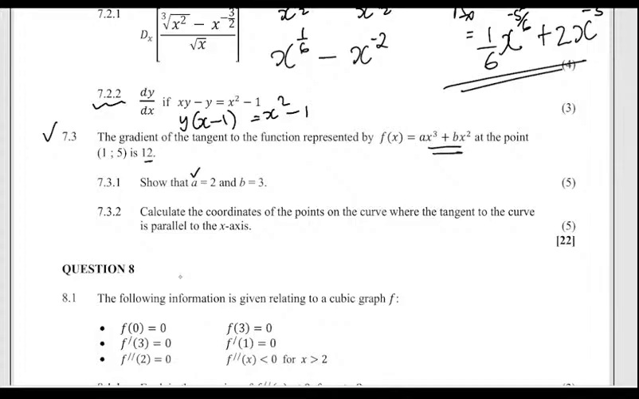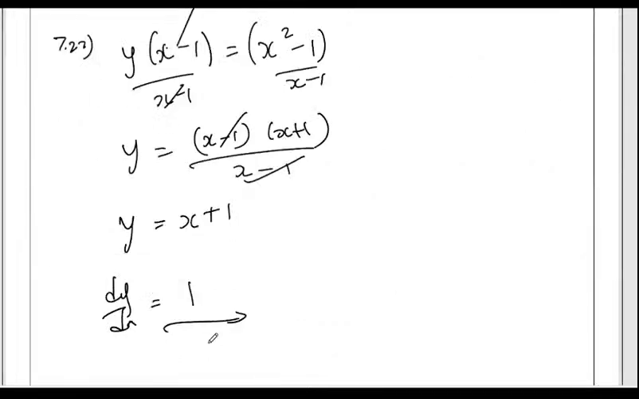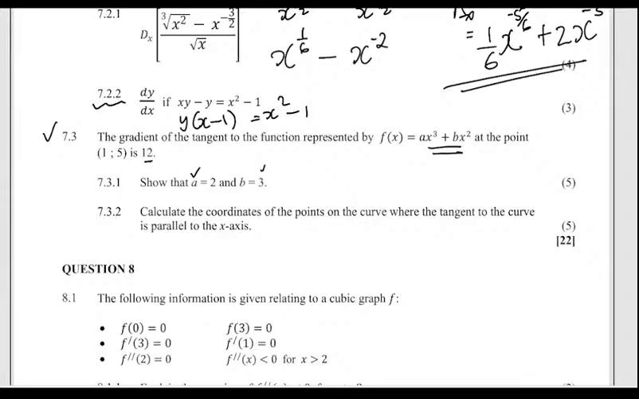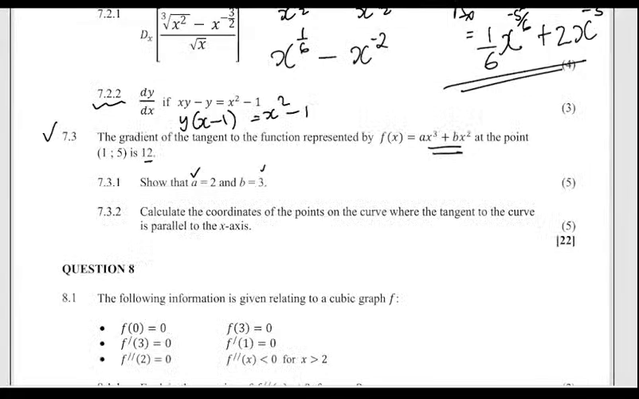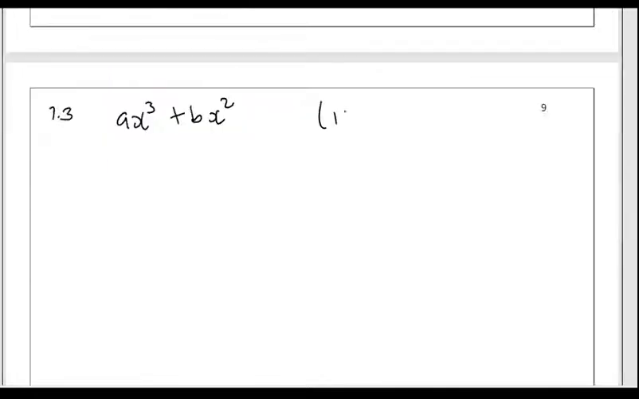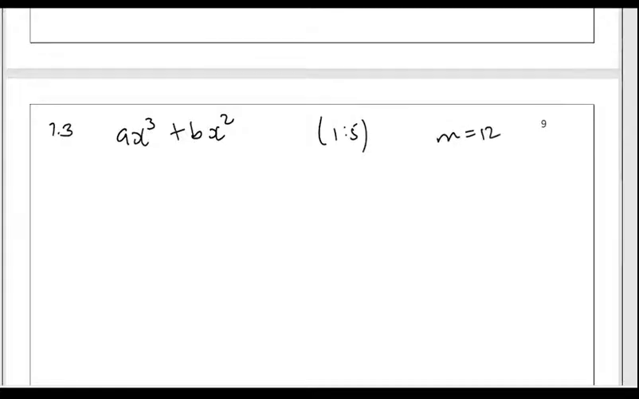Okay, 7.3. The gradient of a tangent to the function that is represented by this at this point is 12. Can we show that a is 2 and b is 3? So I have ax cubed plus bx squared. That's what they're telling us. It passes through the point 1 and 5, and then the gradient is 12. So 5 marks to get a and b, or to show that a is that and b is that.